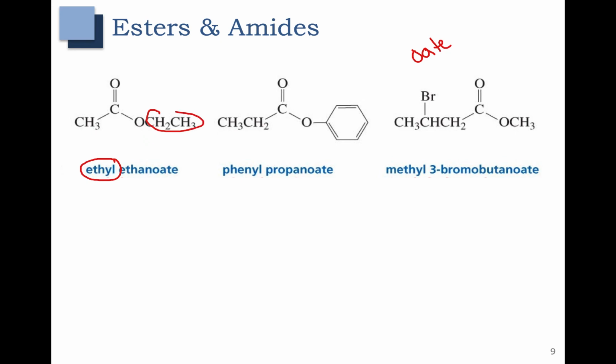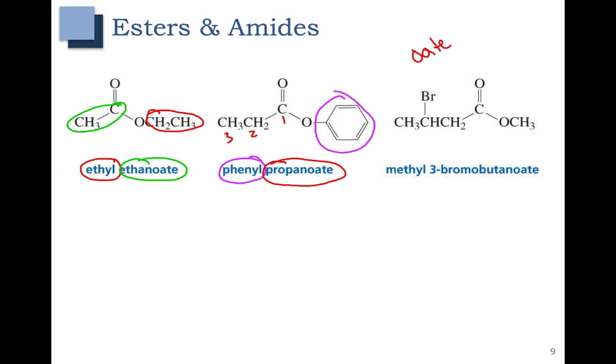The ethyl refers to what's on the other side of the O. The other 2 carbons refer to the -oate. In phenylpropanoate, the phenyl group is in front because it's attached to the oxygen. And then the 3 carbons of the propane chain are in the propanoate.